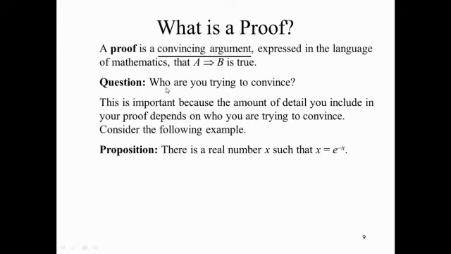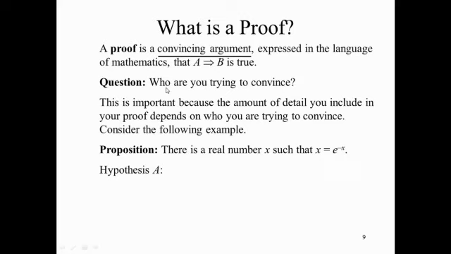Suppose I want to prove to you that there is a real number x such that x equals e to the minus x. Okay, so first, what is the hypothesis A here? This one you have to look at carefully. There is a real number x? No. That's why I asked this question.